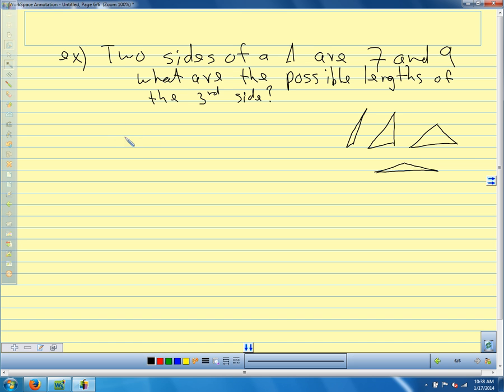So let's call the third side, because we don't know what it is, x. In math we call things x. So the three sides of our triangle are 7, 9, and x. And we're going to do exactly what we did in the last problem. Add two sides together in pairs and make sure it's bigger than the side that we leave out.